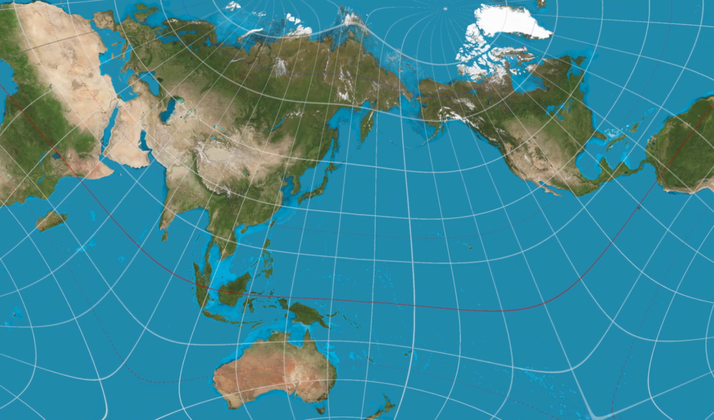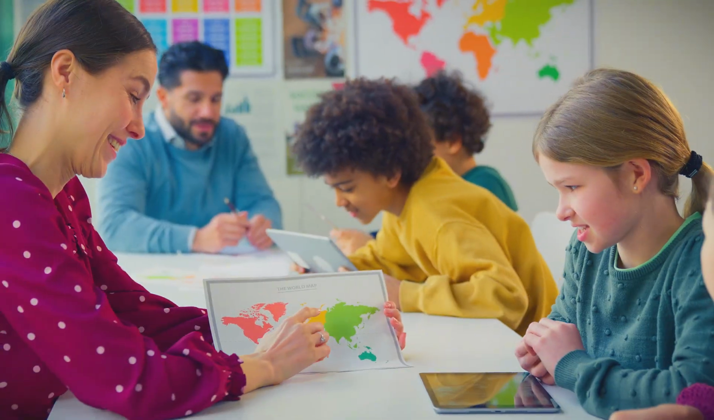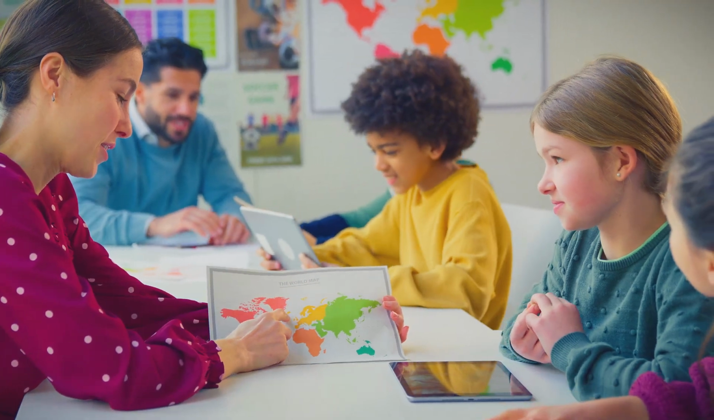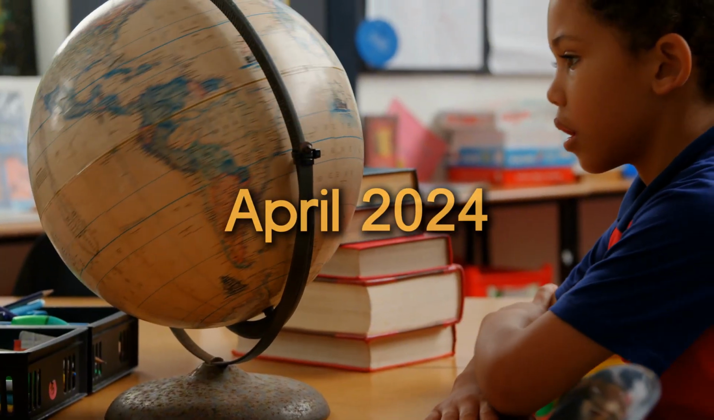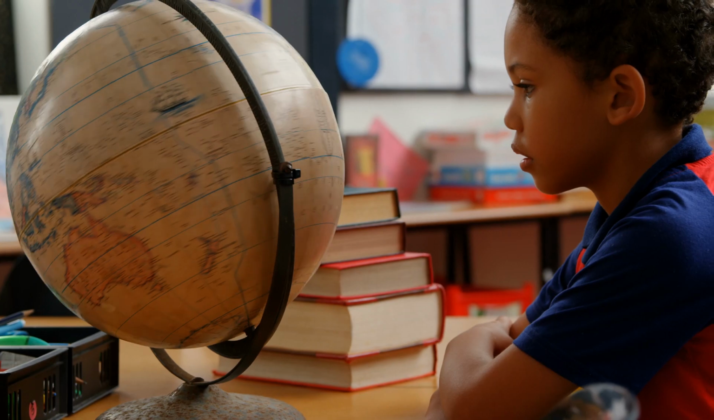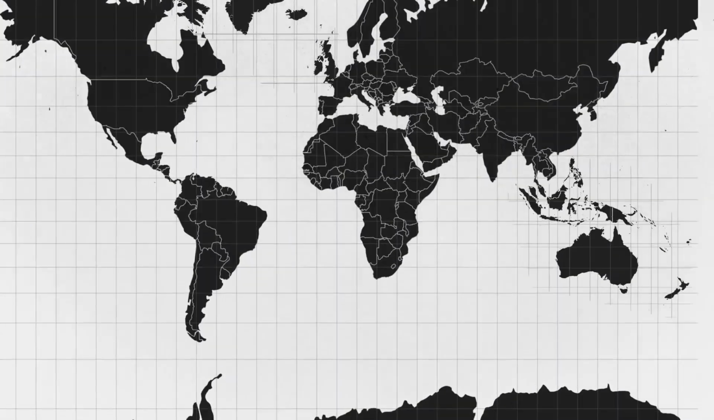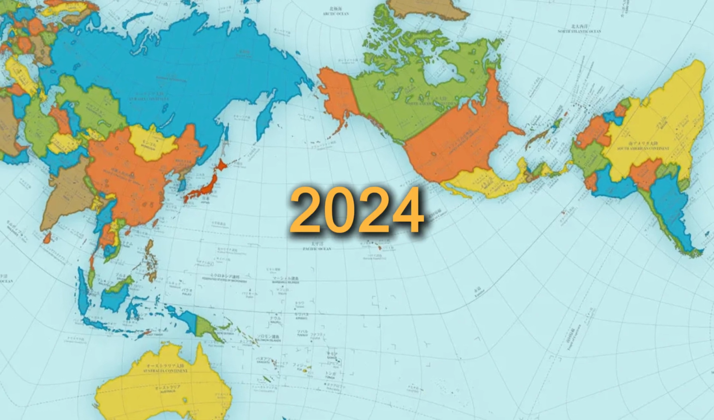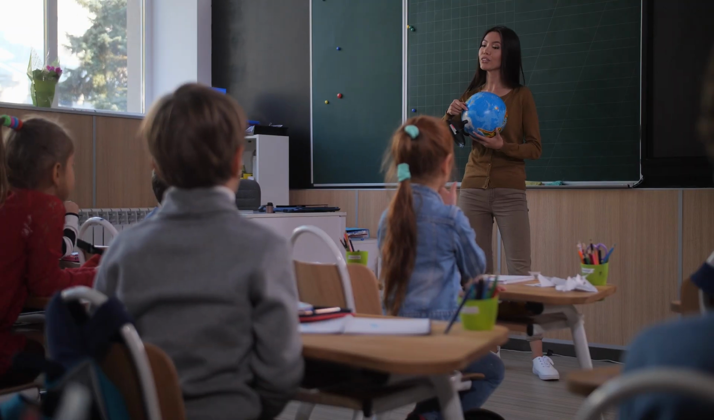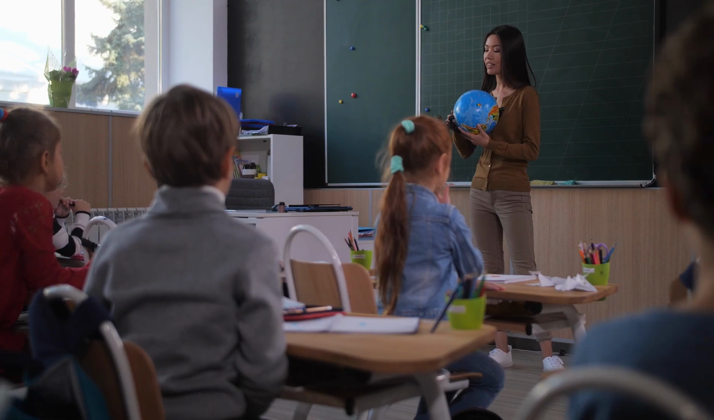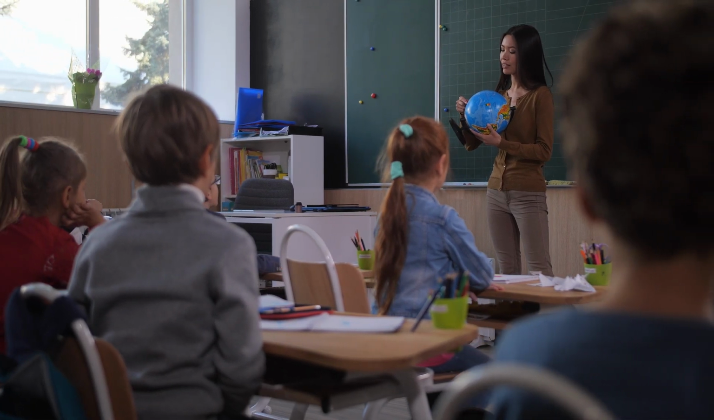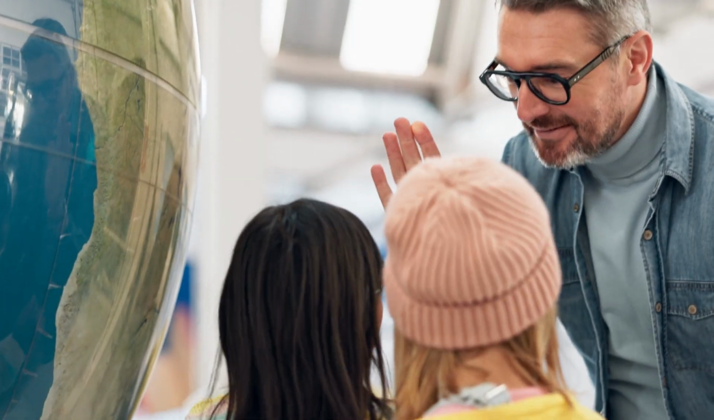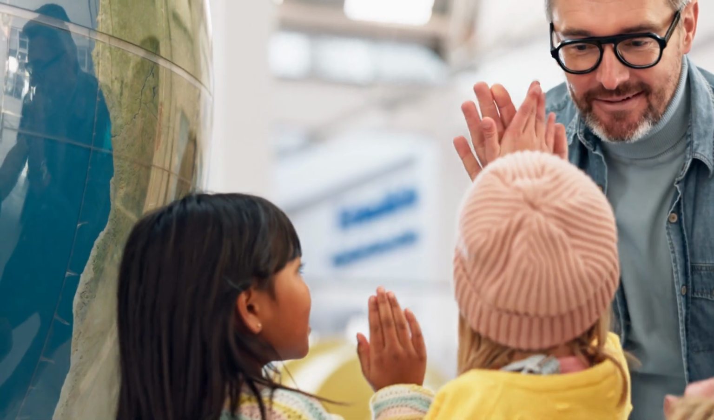Recognizing the importance of these alternative projections, some educational institutions are taking action. In April 2024, Nebraska passed a law requiring public schools to use only maps based on equal area projections like the Gall-Peters or Authagraph, starting from the 2024 to 2025 school year. This move underscores the growing awareness of how map projections can shape our understanding of the world and the need to expose students to more accurate representations of global geography.